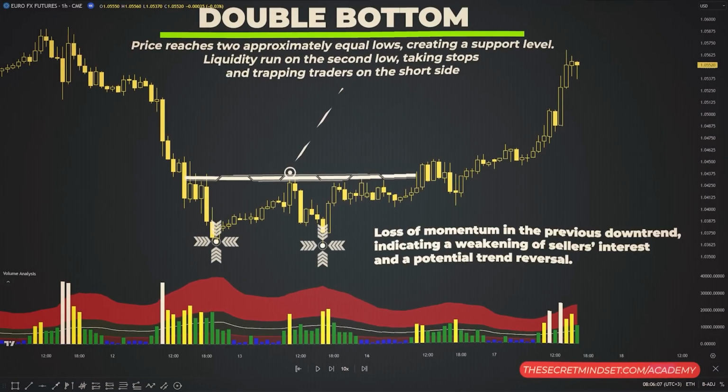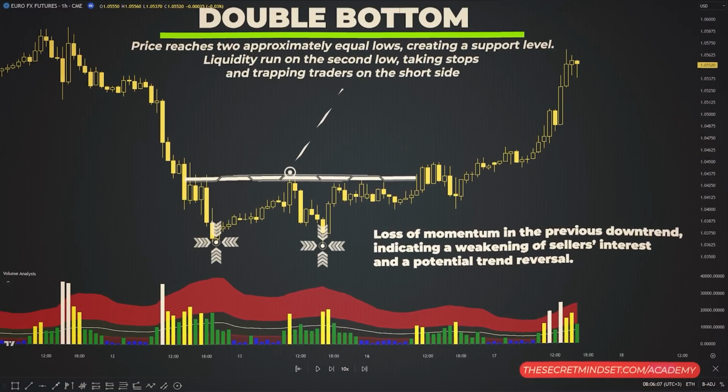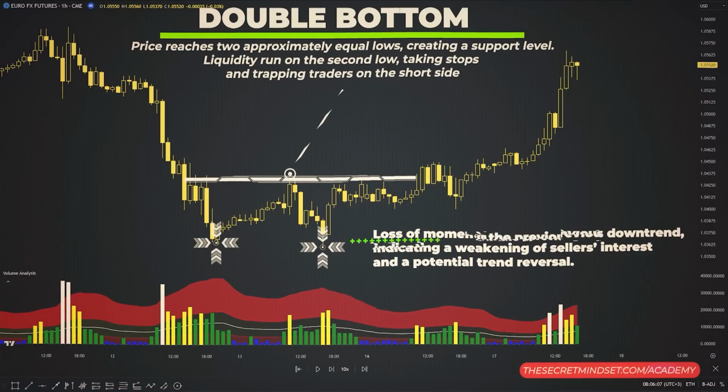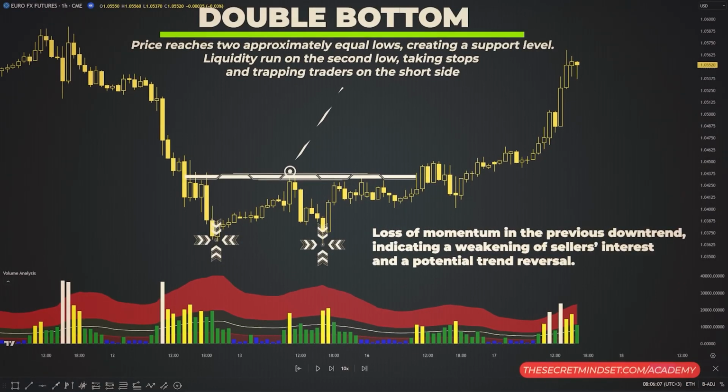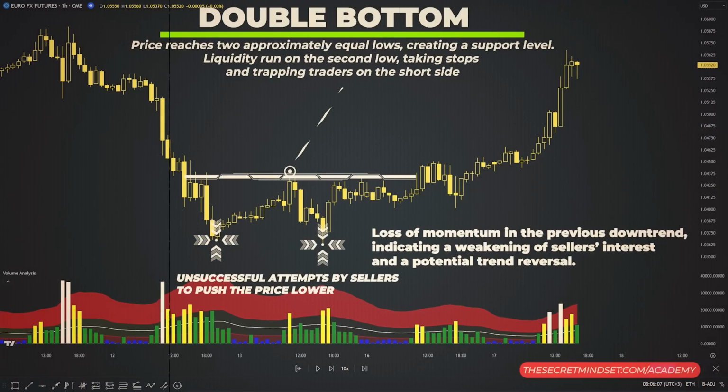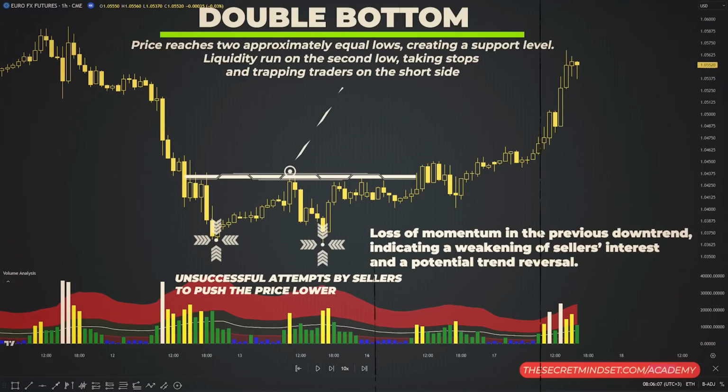This pattern suggests a loss of momentum in the previous downtrend, indicating a weakening of sellers' interest and a potential trend reversal. The two low points represent unsuccessful attempts by sellers to push the price lower. When the price rises above this neckline, it confirms the double bottom pattern.